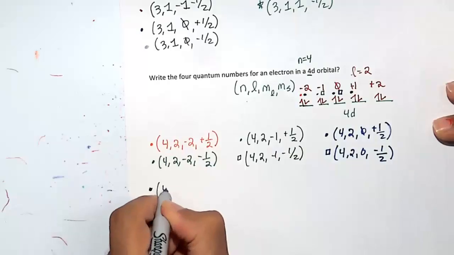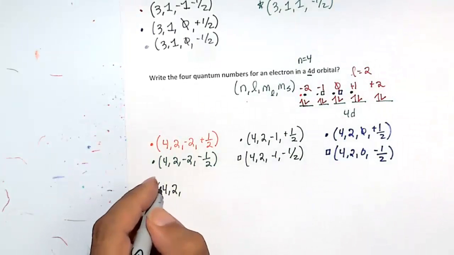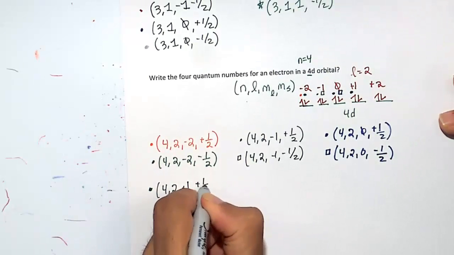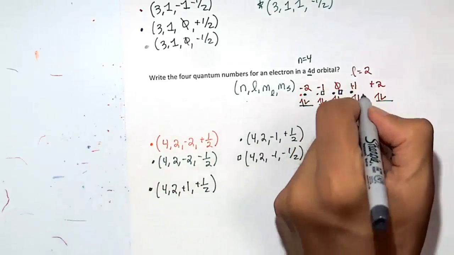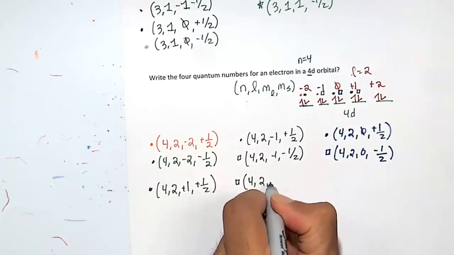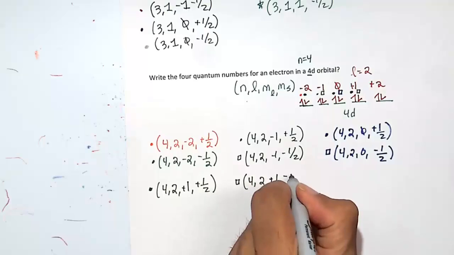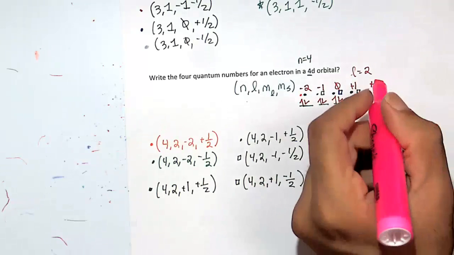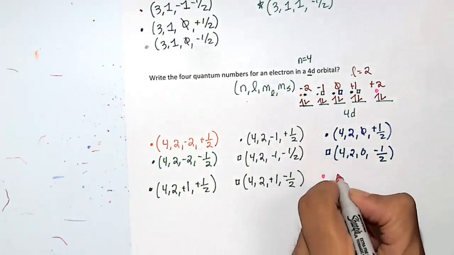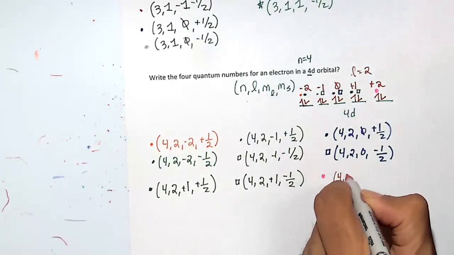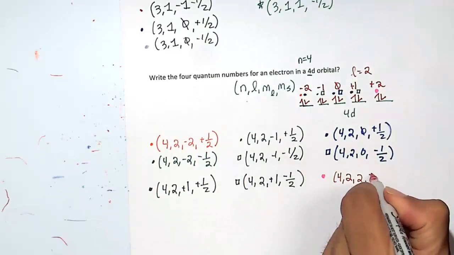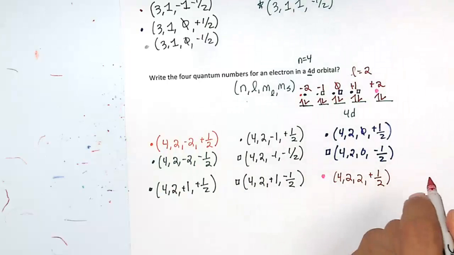The gray circle is 4. L is 2 for a d orbital. And then it's +1, and then +1/2. How about the gray square electron? The gray square electron is 4, 2, +1, -1/2. How about this pink electron here with the pink dot? It's n equals 4, L is 2, m sub L is 2, and it's spin up. Spin up is the same thing as +1/2.